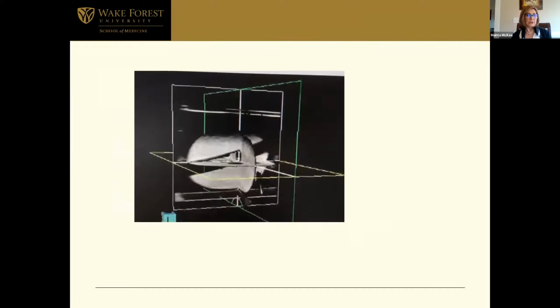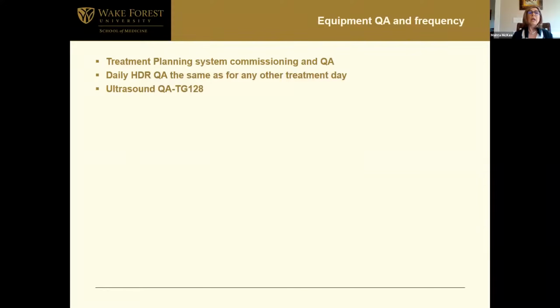This is the end result. So what you want to do after your imaging is to make sure that you have got that volume that you're looking for completely intact and in your field of view.